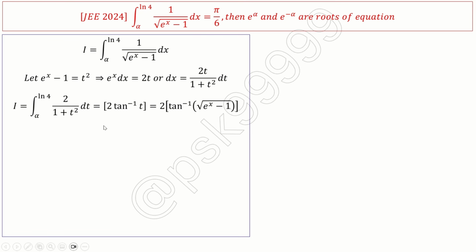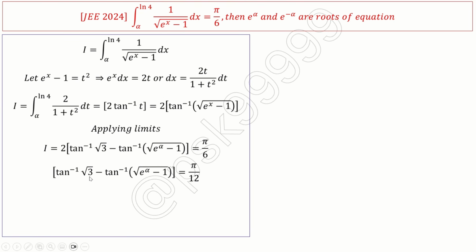I did not change the limits because this is a simple integration. I can get it back into x terms, so 2 times tan inverse of square root of e^x minus 1. Now you apply the limits: it will become 2 times tan inverse of square root of 3 minus tan inverse of square root of e to the power of alpha minus 1, which is equal to pi by 6. Now 2 goes to the other side, it will become pi by 12. And tan inverse of square root of 3 is nothing but pi by 3. So pi by 3 minus tan inverse of square root of e to the power of alpha minus 1 equals pi by 12. Solve it.